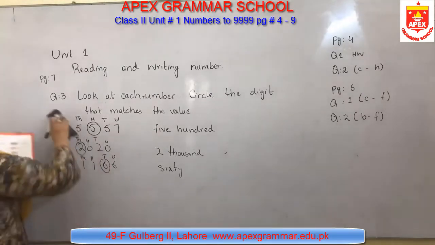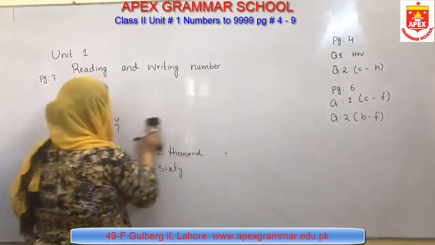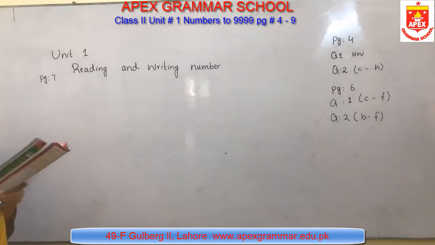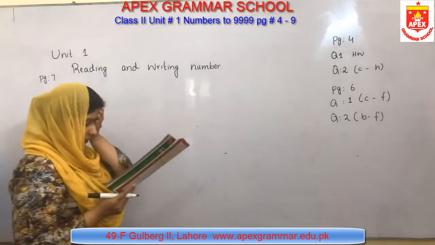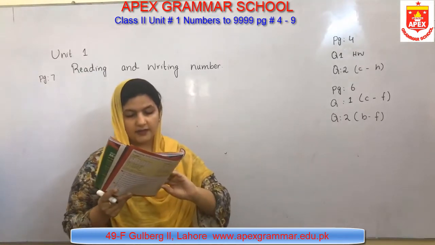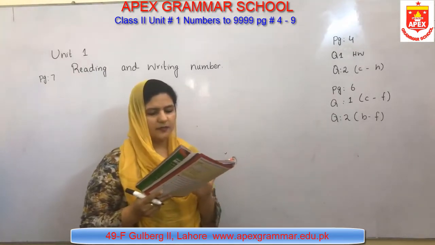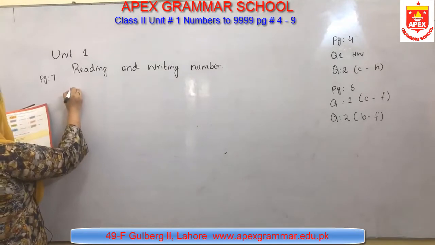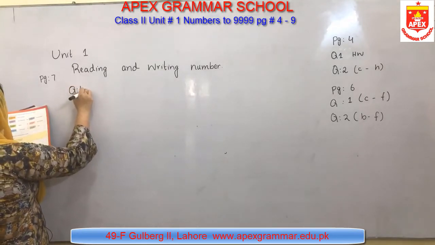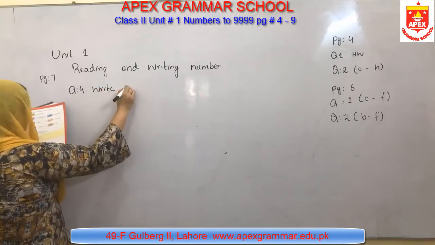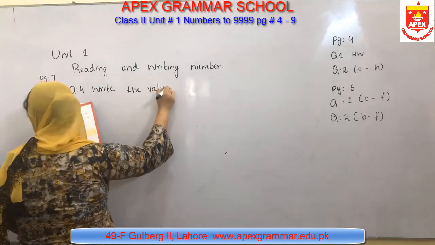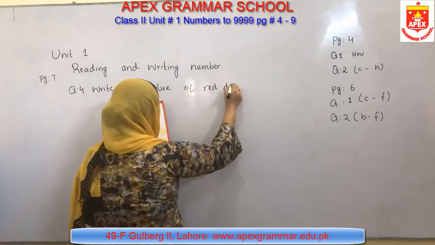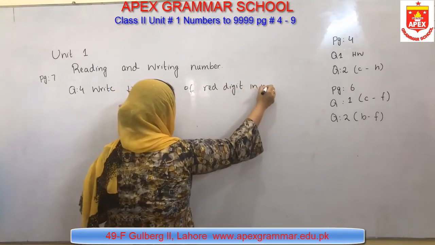Now question number 4. Question number 4, write the value of the red digit in words. In this book, we write the value of the red digit in words, but we have no marker of red, so circle the red numbers. Question number 4, write the value of the red digit in words.